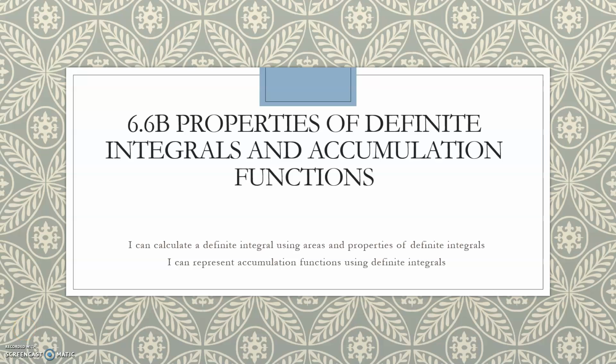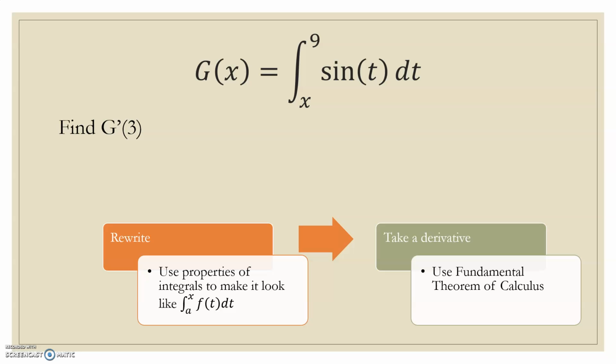So this last section of the semester is looking at what the properties of definite integrals can do for us as we're trying to take derivatives of accumulation functions. So here's an example. We have g of x is equal to the integral from x to 9 of sine of t, and we want to figure out g prime of 3.